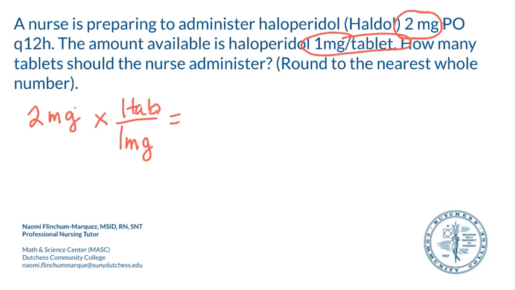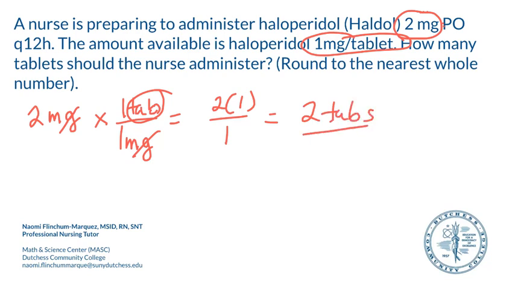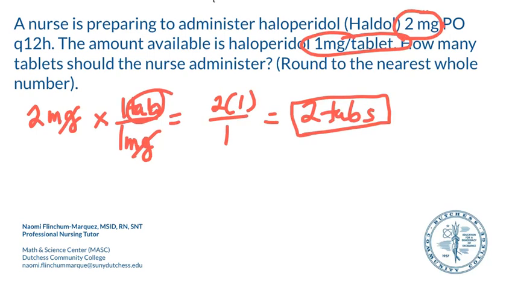So here, because we lined up the milligrams here and here, all we're left with are tabs. So it looks like we do 2 times 1 over 1, which would equal 2 tabs. That's a pretty basic one, but it's fun to start out with a basic one. Okay, let's try another one.